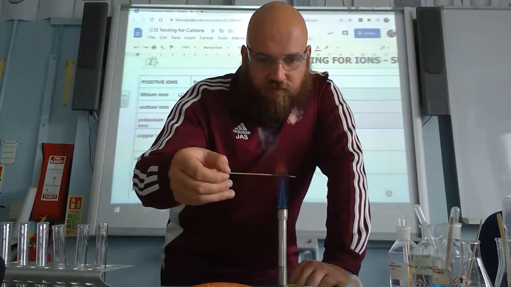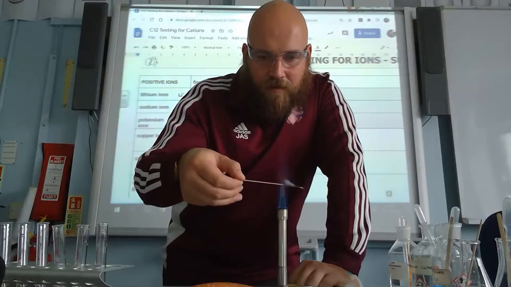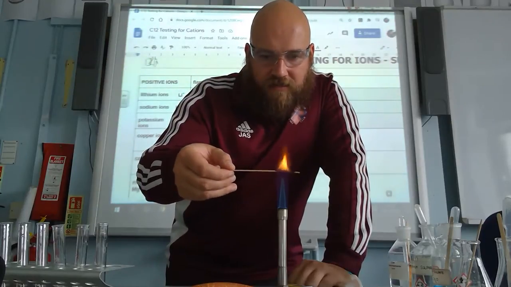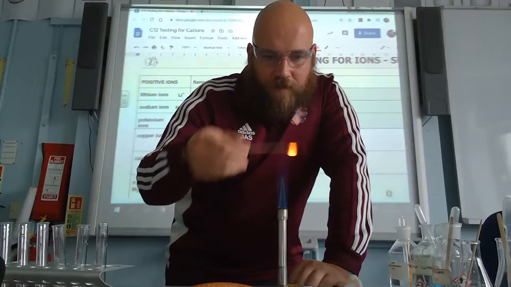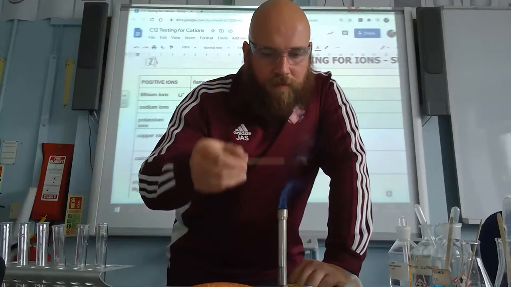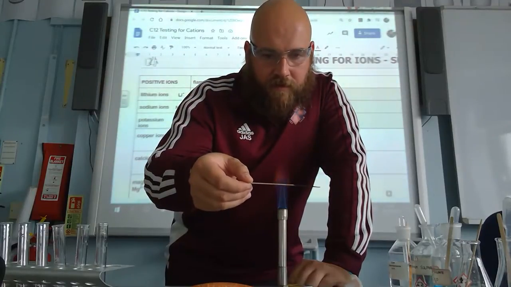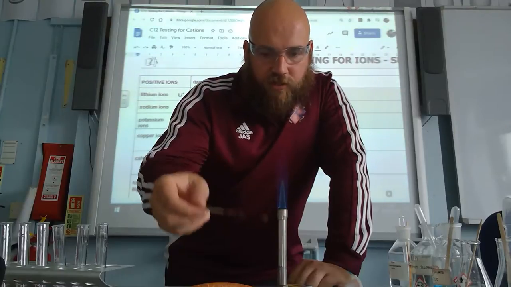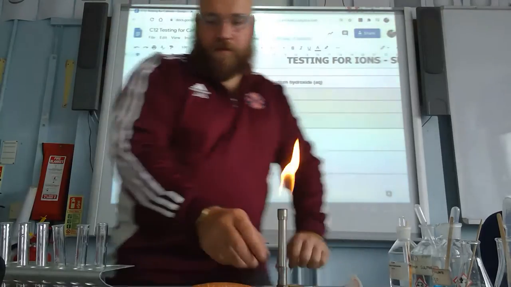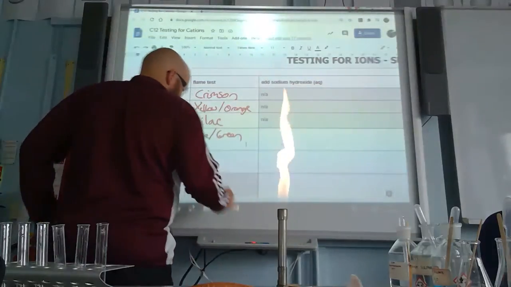So it's like an orangey red. It's not as red as lithium, and it's not yellowy orange like sodium. So it is quite distinct. It's orangey red. There we go. See that? Lovely orangey red colour. So I'm going to write that down as orange slash red.